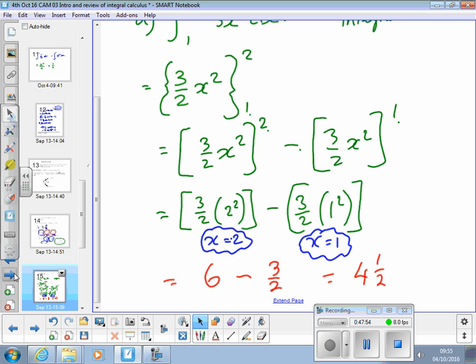So have a go at the second one on that page. Integrate, find the definite integral of 4 minus x squared.